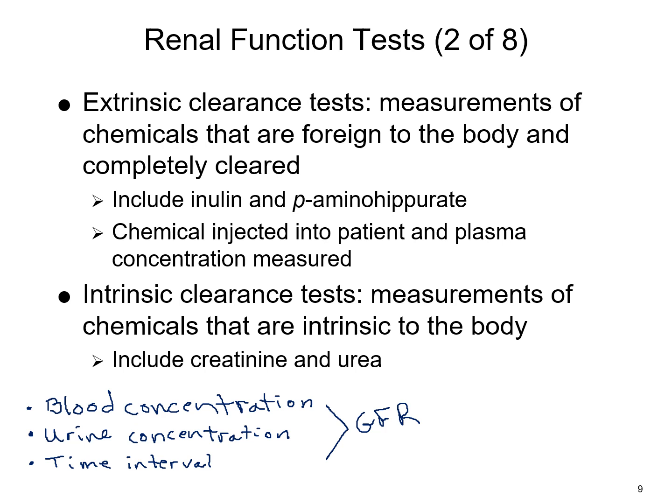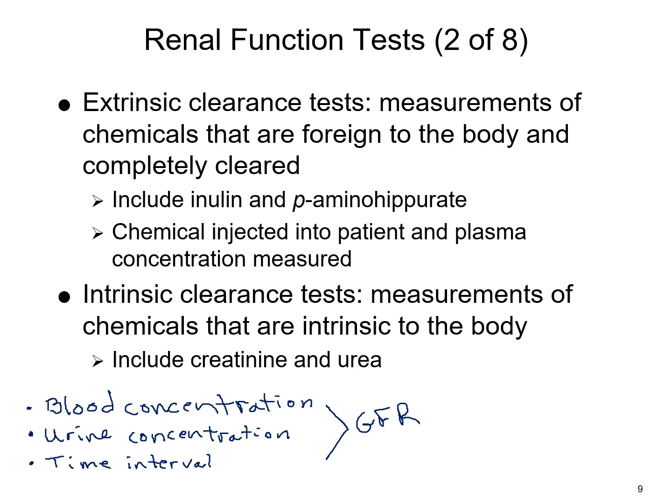Now, there are a couple of different tests that we can do as far as clearance tests. So we could do an extrinsic clearance test. This would be something external. We're introducing something foreign to the body into the patient, and then we're going to measure the clearance of that particular chemical. So this could be something like inulin or p-aminohippurate. These chemicals are given to the patient through some sort of IV. Then you're going to measure the plasma for that particular analyte, that chemical, and you're going to measure the urine, and you're going to plug those into the calculations.